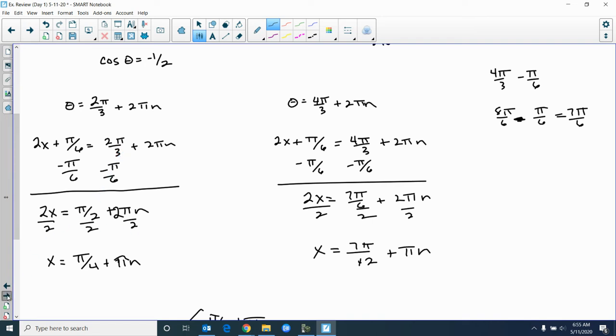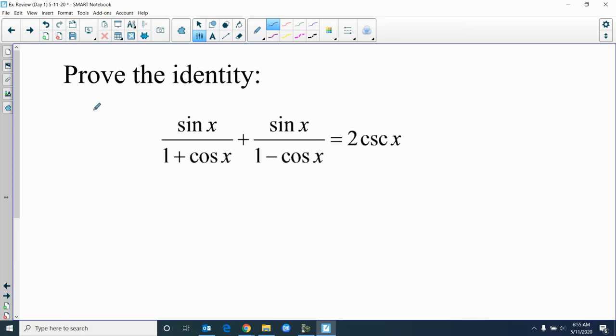Now, let's take a look at an identity. Our old favorites. Let's prove the following identity. Sine of x over 1 plus cosine of x plus sine of x over 1 minus cosine of x equals 2 cosecant. Well, what's the flip of cosecant? That's 2 over sine of x. So that's kind of where we want to head.